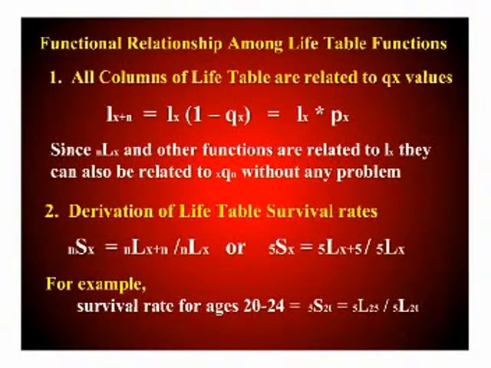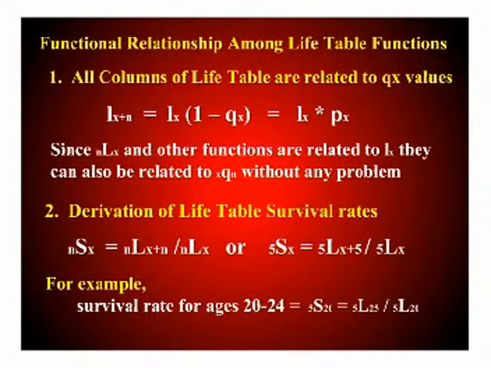There are some relationships among the life table functions. The important one, number 1, is that all the functions of the life table can be related to the nqx column, because nqx is the main input from which other functions are derived. For example, lx+1 equal to lx into 1 minus qx, which is equal to lx into px, where npx equal to px into px+1 into px+2 into px+3, etc.